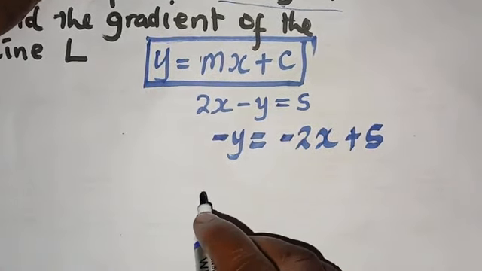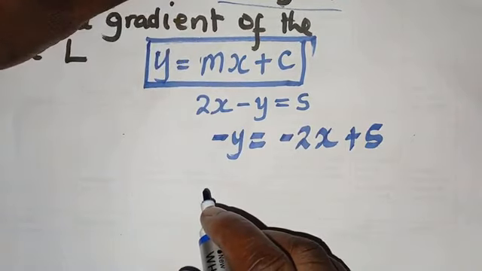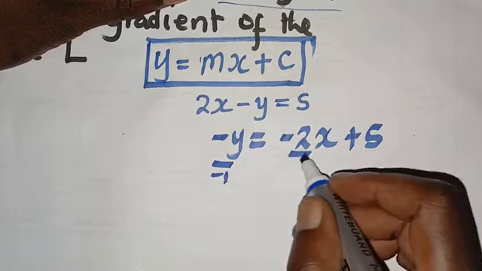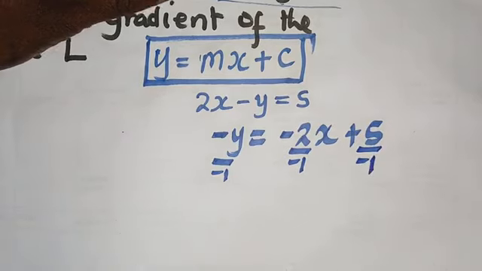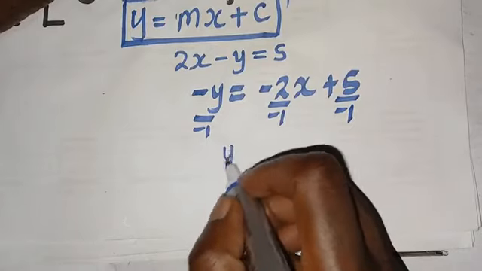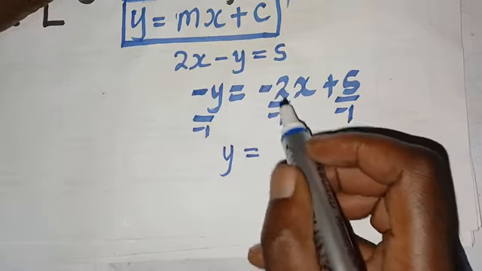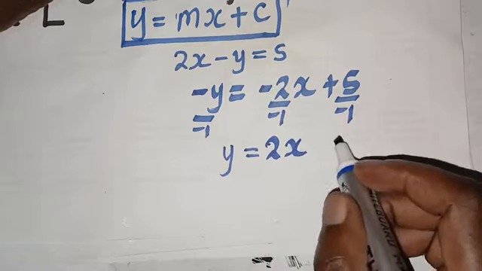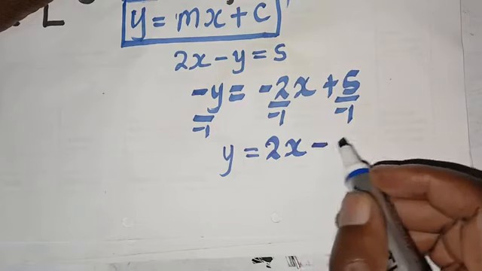I hope we are together so far. Remember, I've said we need to write the equation in this form. So we will be dividing both sides by -1. Once we have done that, here we are going to remain with y is equals to -2 divided by -1, which is going to give us 2x. Then positive 5 divided by -1 is going to give us a minus 5.